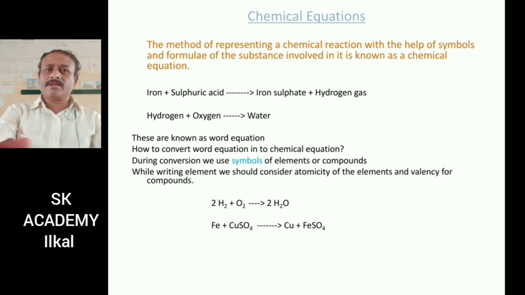I took the example last time, that is 2H2 plus O2, forming 2H2O. So, H and O are elements. I have written hydrogen and oxygen as H2 plus O2, because hydrogen atomicity is 2 and oxygen atomicity is 2. It is separated with an arrow mark, and I have written 2H2O, that is water, which is a compound, and you know very well how to write a compound formula.